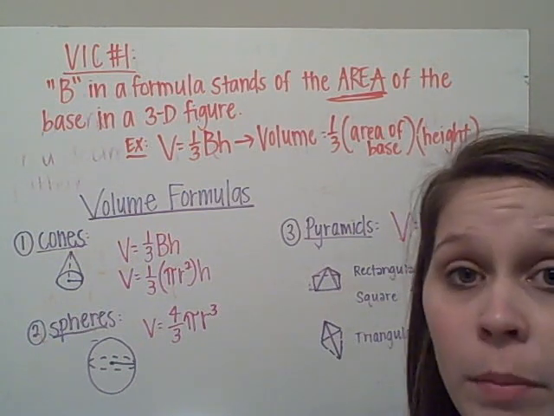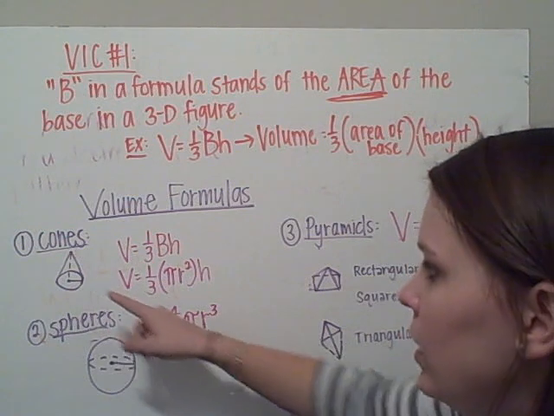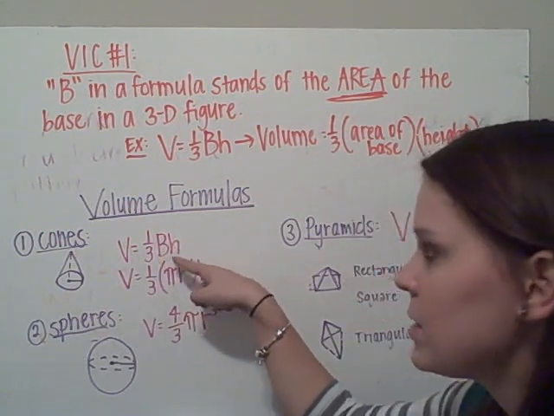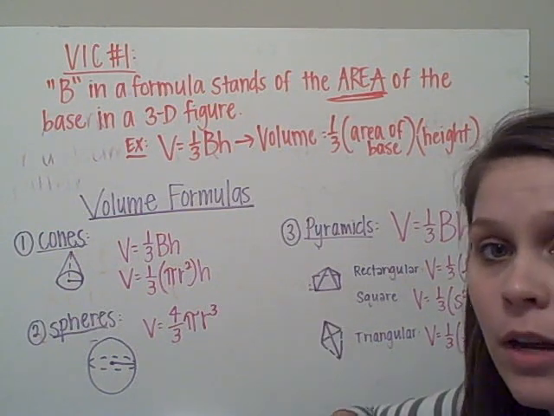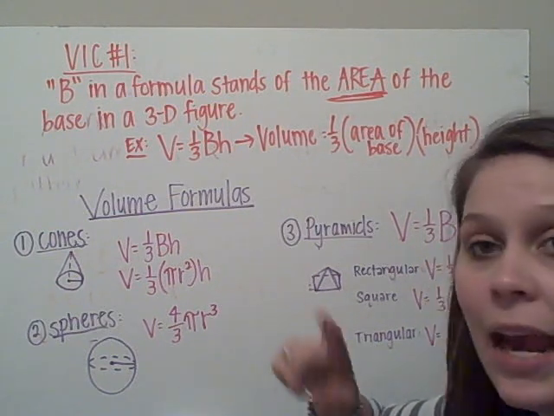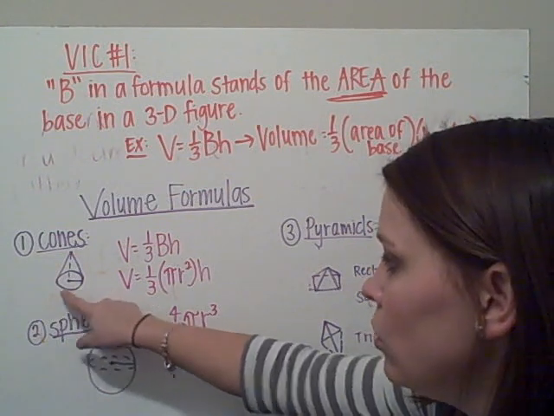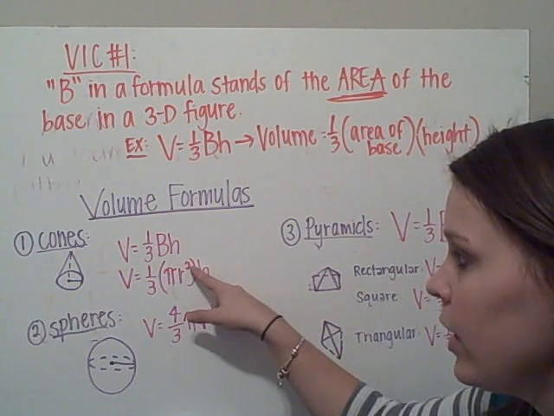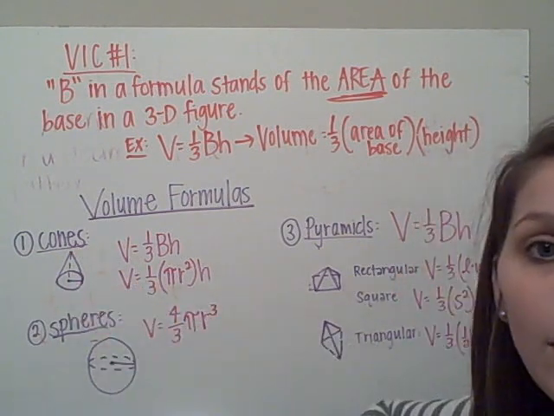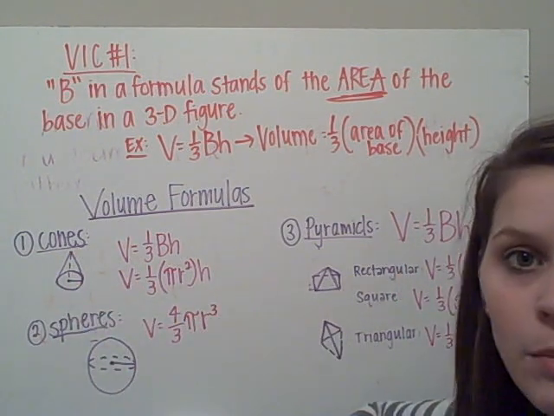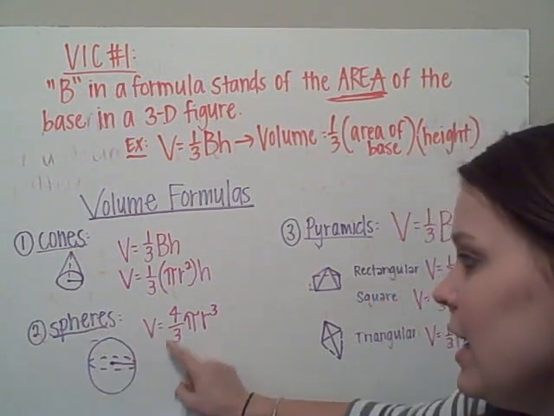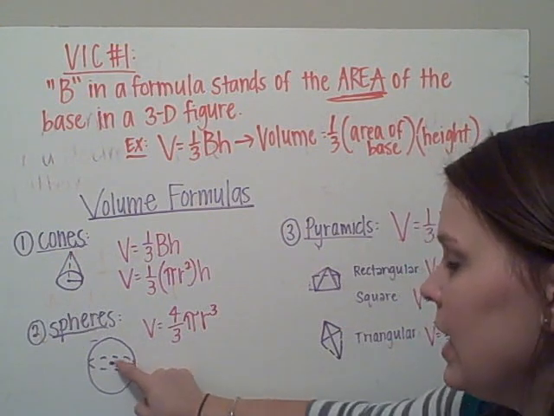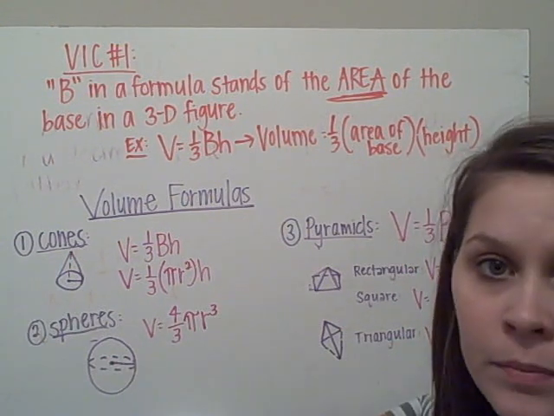So let's look at all these formulas. A cone is 1/3 times big B times H. So 1/3 times the area of the base times the height. Well, the base is a circle, so it's 1/3 times the area of a circle, which is pi r squared, times the height of the entire figure. Let's look at number 2. You have a sphere. It is 4/3 times pi times the radius to the 3rd power.